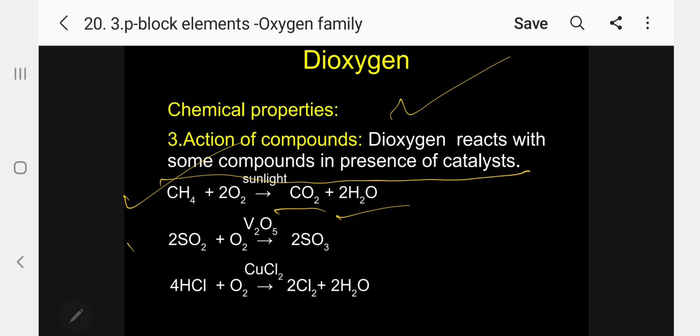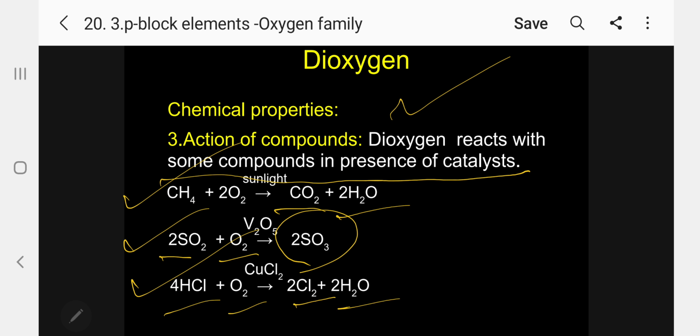The next one, in presence of vanadium pentoxide catalyst, sulphur dioxide is oxidized by oxygen to produce sulphur trioxide. So it is the method of preparation of sulphur trioxide. And in the presence of copper chloride catalyst, HCl will be oxidized by oxygen to give chlorine and water. Please follow. This is the most important information, the action of compounds.